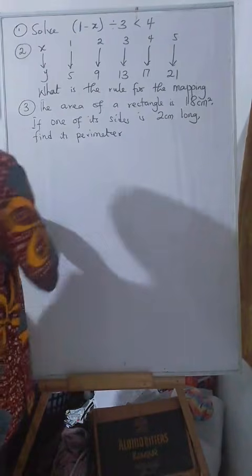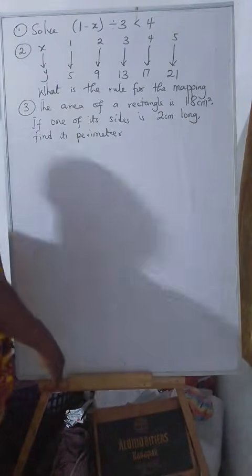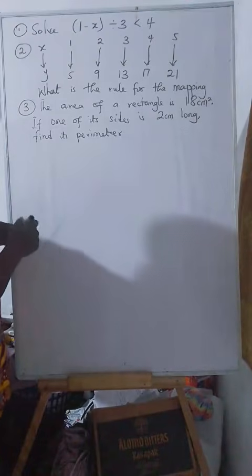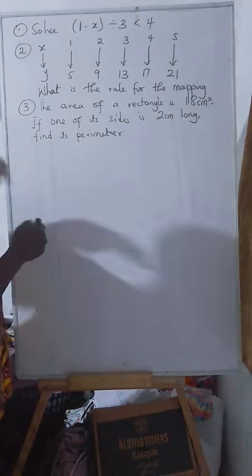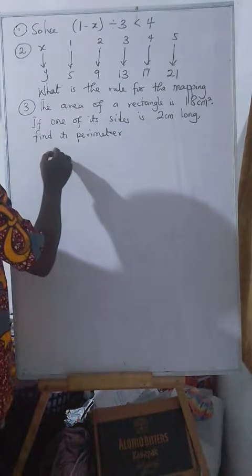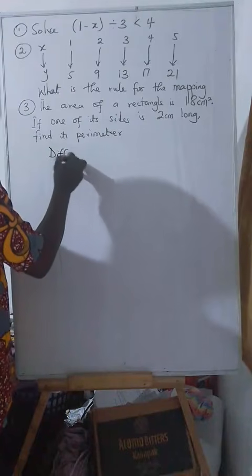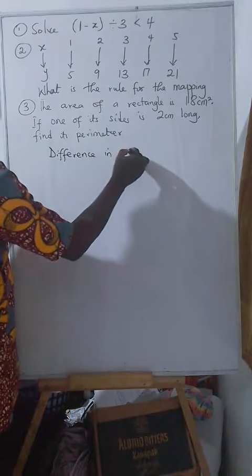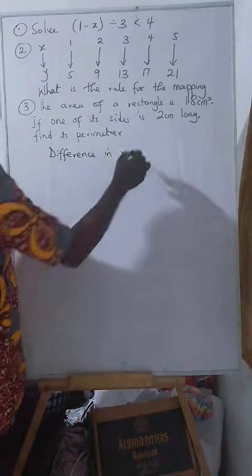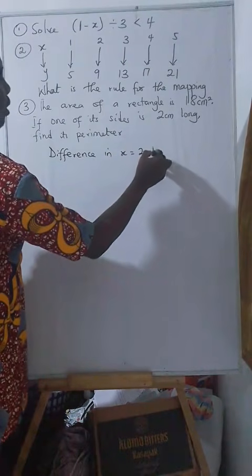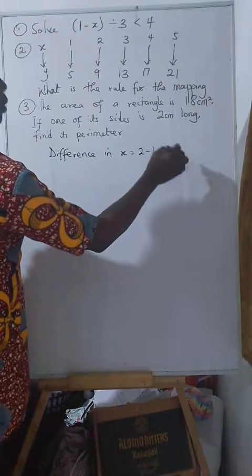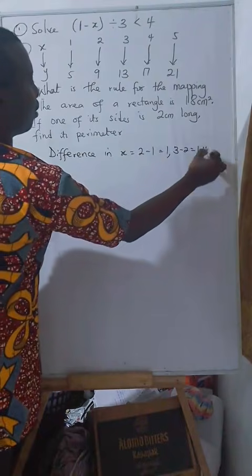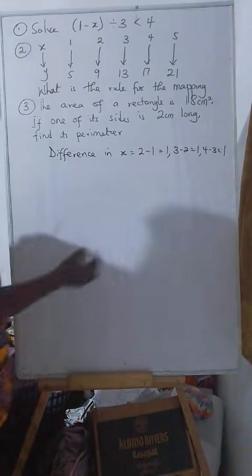Then the second question is under mapping. What is the rule for the mapping? So here we have two methods. If you check at it, the difference in x, you see that all is 1. 2 minus 1 will give you 1. 3 minus 2 will give you 1. 4 minus 3, giving you 1.